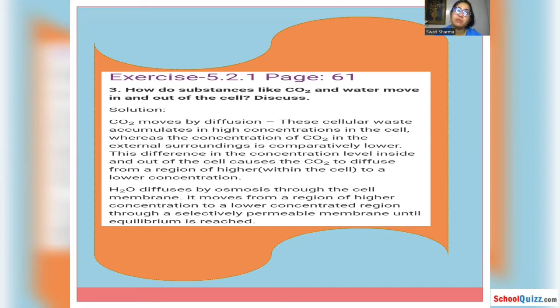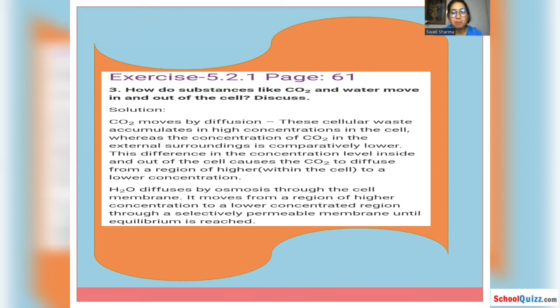Okay, and now if we talk about water, water diffuses by the process of osmosis, and the major difference between diffusion and osmosis is that in osmosis the exchange takes place with the help of a semi-permeable membrane. So water diffuses by osmosis through the cell membrane, or some membrane should be there. It moves from a region of higher concentration to a region of lower concentration through a selectively permeable membrane until equilibrium is reached. So it will move from inside of the cell to outside of the cell.